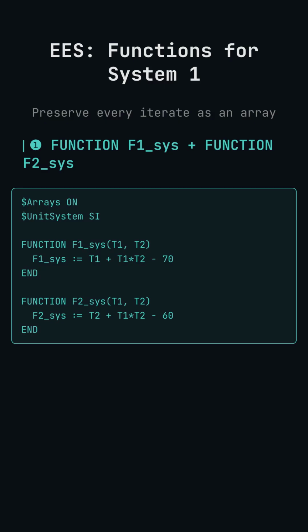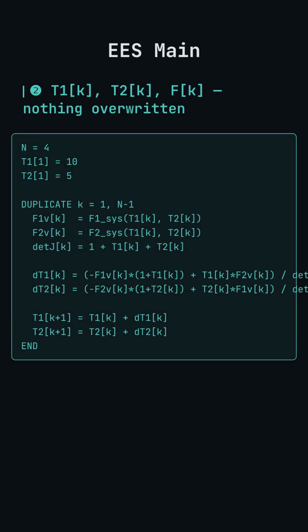First, define f1 and f2 as EES functions of T1 and T2. The main body builds T1 and T2 as arrays, one element per iterate. Unlike a typical loop that overrides a single variable, every T1 of k and T2 of k stays on screen after the run. The whole history is preserved, ready to plot.